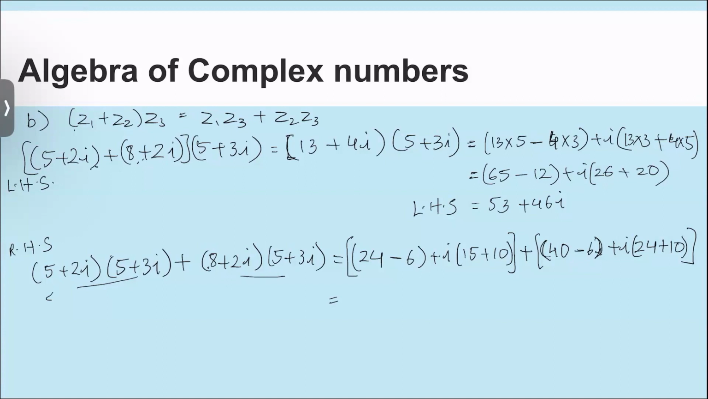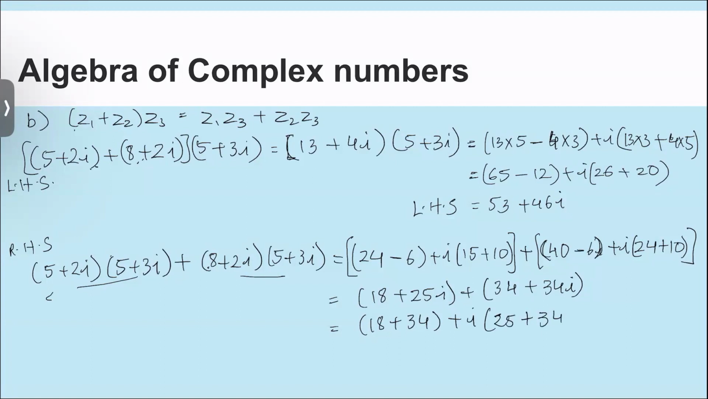What we are left with is 18 plus 25i plus 34 plus 34i. Okay, and then you again simplify these two brackets, you add them up. So what we get is 18 plus 34 plus i(25 plus 34). I think I have done some mistake. What is this?